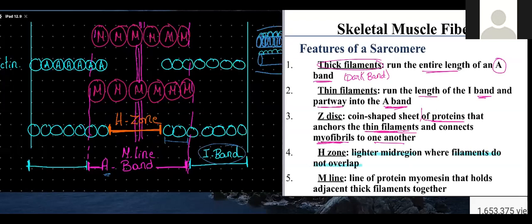If you notice on here, what is the H zone? The H zone is this region where I have only thick filaments, not alternating with thin filaments. This is my H zone. The M line is a line of proteins that will be attaching the myosin filaments together.